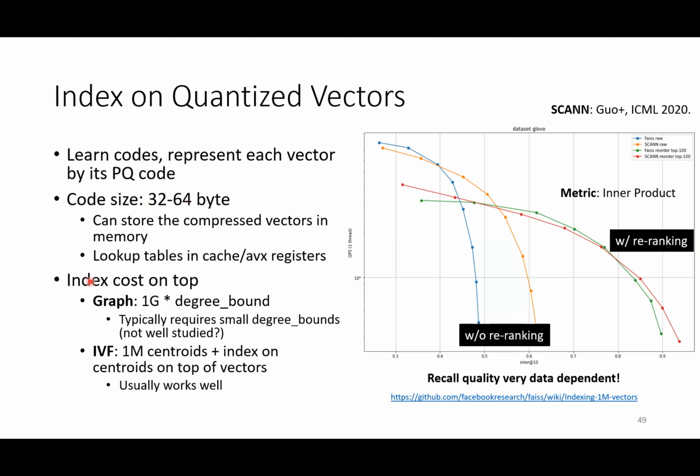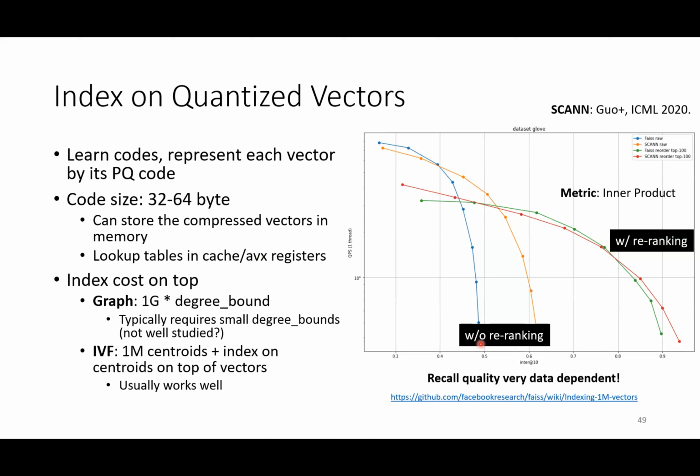There has not been much work in this regime on graphs, because with graphs, you can compress the vector, but you still have a billion nodes that you have to store and you pay for it, right? You have a billion nodes with their outgoing edges, which are actually not compressed. You have to pay for this part. So usually you don't use a graph. What you usually do is use an IVF-based index. So you have like 1 million centroids, an index on the centroids, and then your billion vectors in compressed form.